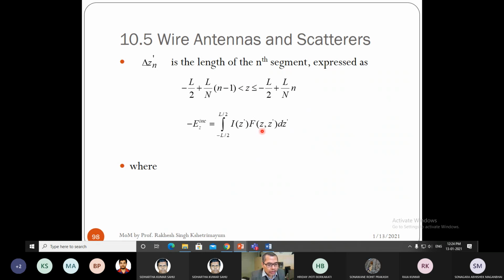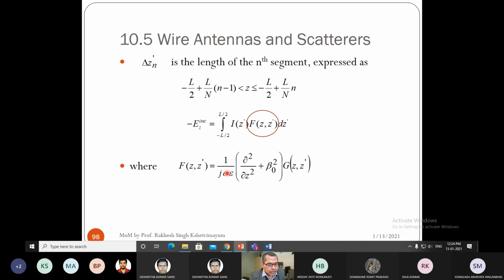So this was the equation, the complex notation of the equation. This is the incident field and this is the scattered field. Iz is the current density, and from Fz we can find the Z matrix. From here you can find the B matrix.